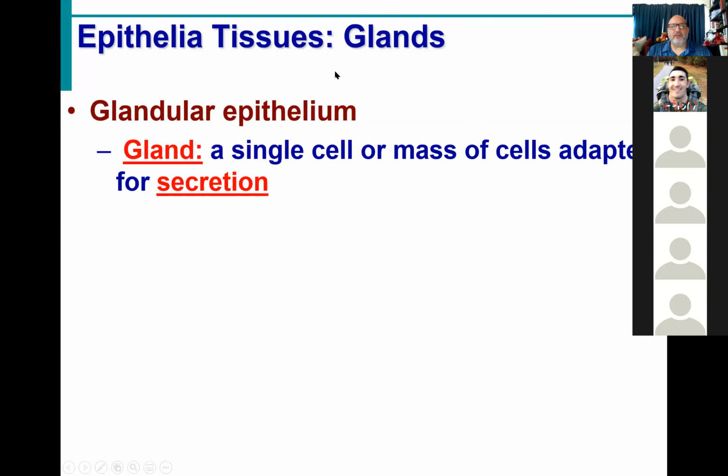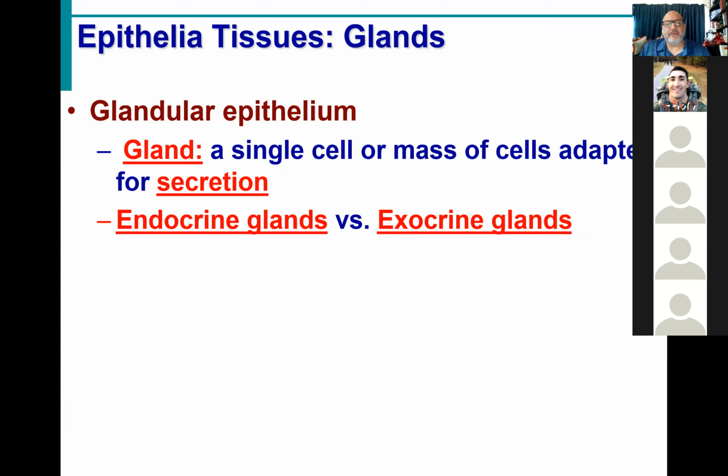All right, now one of the important things to remember is first what a definition of a gland is. A gland can be a single cell. There are many, many single-celled glands that are found within the human body. Or it can be a mass of cells that are specialized for secretion, producing a substance and releasing it from the cell. Now, typically in the body, there are 2 main types of glands, endocrine glands and exocrine glands. So one of the first things we need to be able to do is to define these different types of glands.